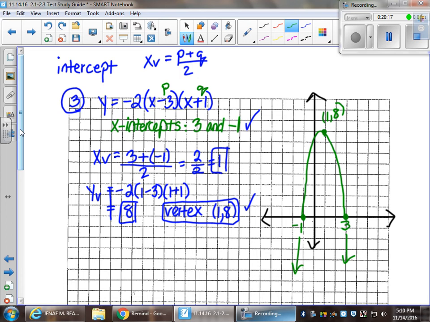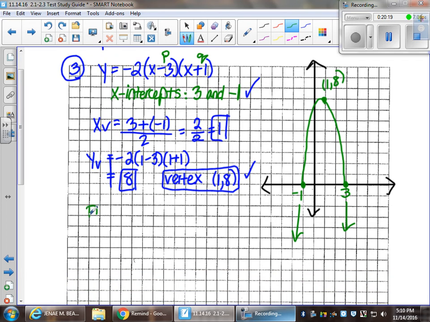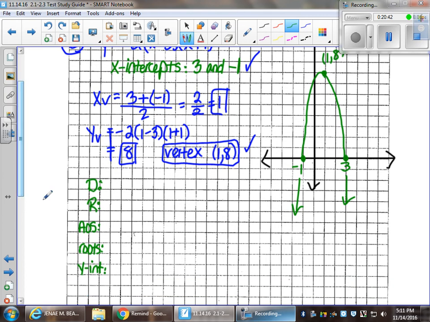Let's get our checklist of characteristics. So domain, range, axis of symmetry, roots, y-intercept, and shifts. Pause it. Go ahead and work on this checklist yourself. Domain is all real numbers.